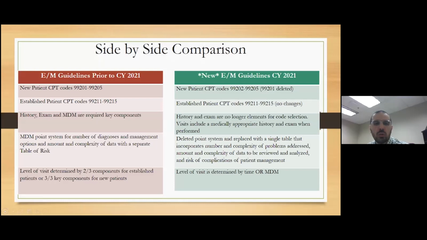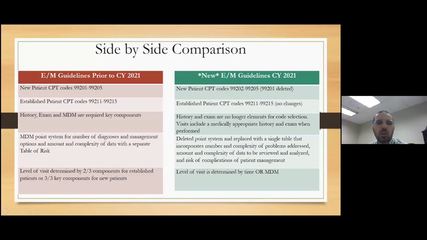You are not going to worry too much about the history and physical exam as you've been used to documenting in the years prior to that. The main element this year that defines your billing code level is the decision making or the time.